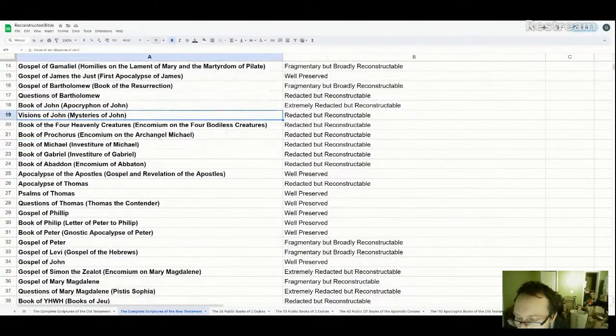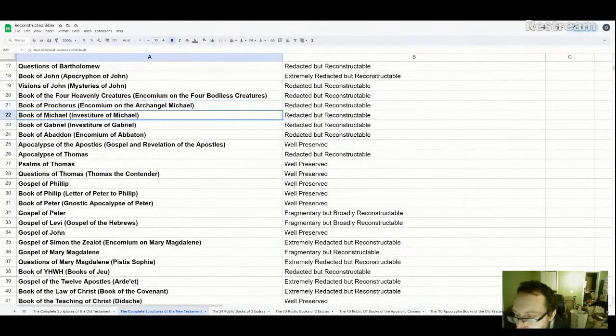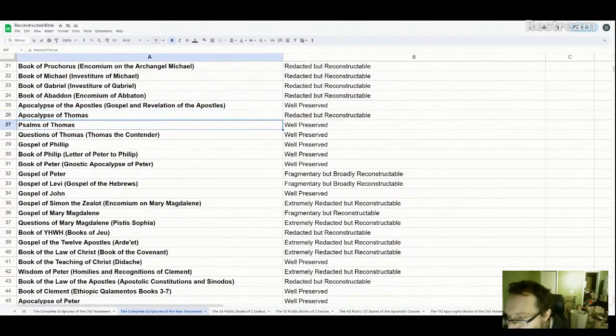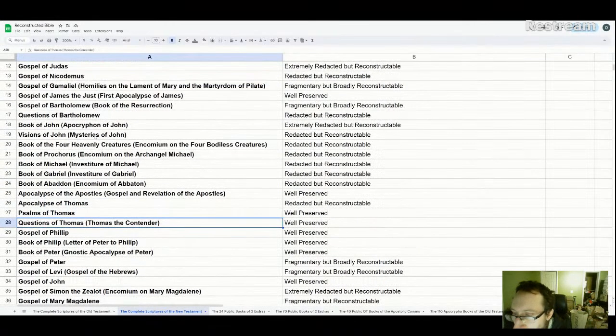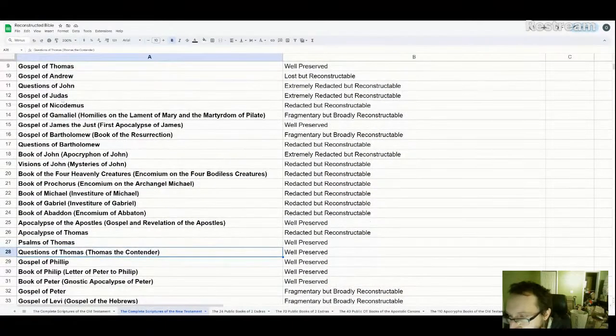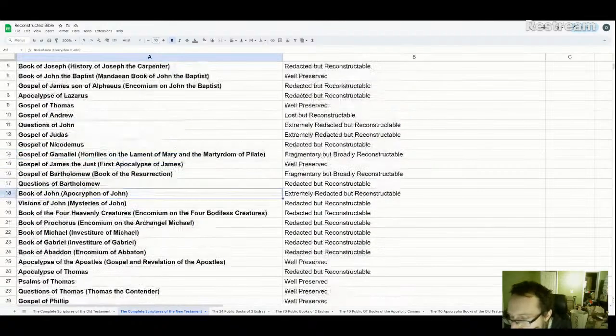Then some encomiums. So encomium on the 4 bodiless creatures. Encomium on the Archangel Michael. Then we have Investiture of Michael, Investiture of Gabriel, Encomium of Abaddon. Then we have the Gospel and Revelation of the Apostles, Apocalypse of Thomas, the Psalms of Thomas, Book of Thomas the Contender. That's considered Gnostic by some people. I think that's not as compelling to be Gnostic. The earlier ones that I said are Gnostic are more questionable, like Judas. Apocryphon of John is very much Gnostic.